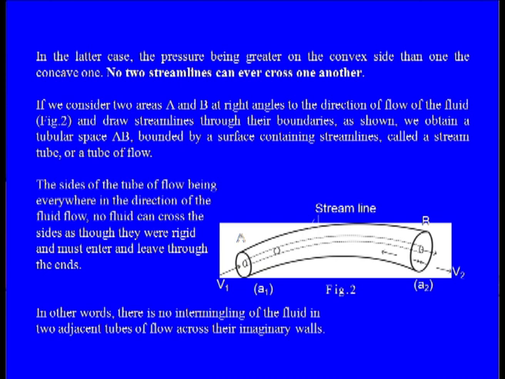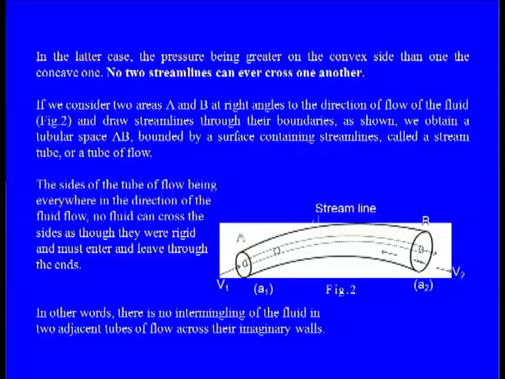Let us try to understand this with a given example, in figure 2. If you consider two areas A and B at right angles to the direction of flow of the fluid, and draw streamlines through their boundaries as shown, we obtain a tubular space AB bounded by a surface containing streamlines, called a stream tube or a tube of flow. So, this is the definition of a tube of flow. First, we have understood what a streamline is, and using streamlines, we can construct a stream tube or a tube of flow.